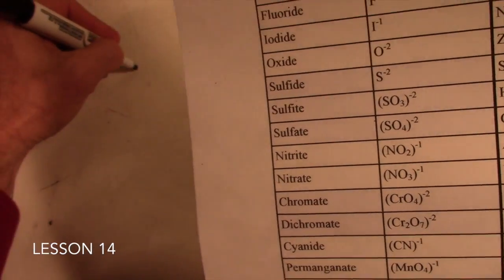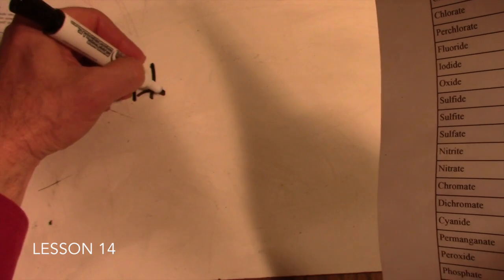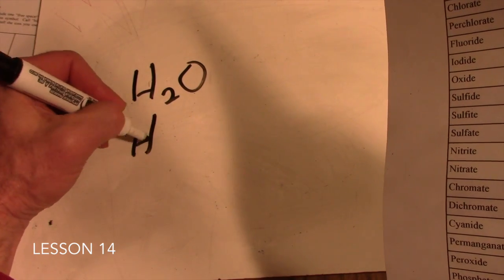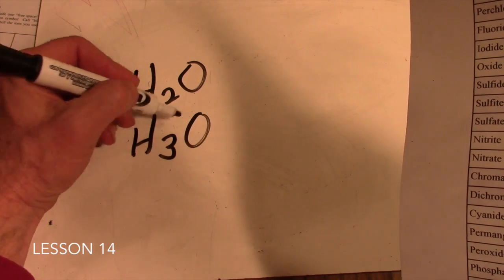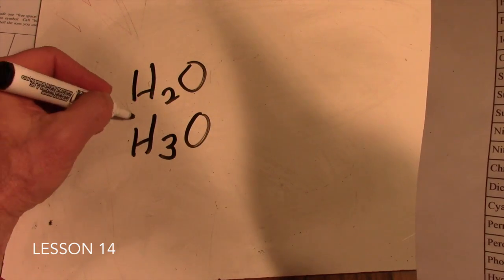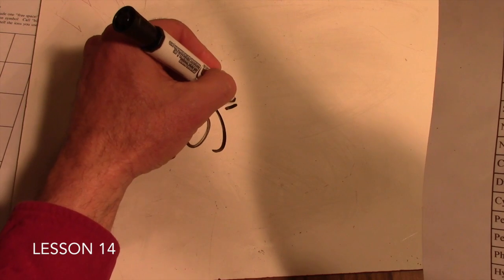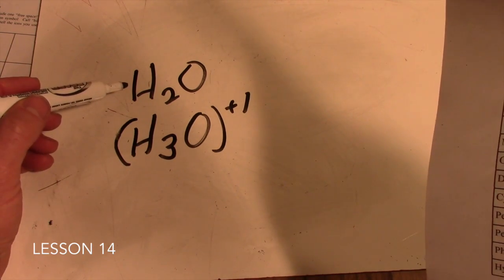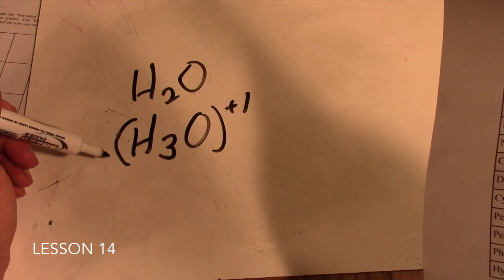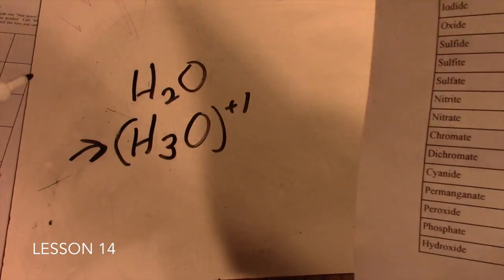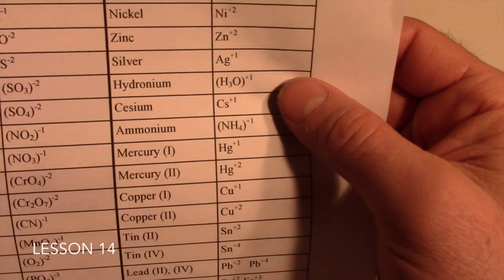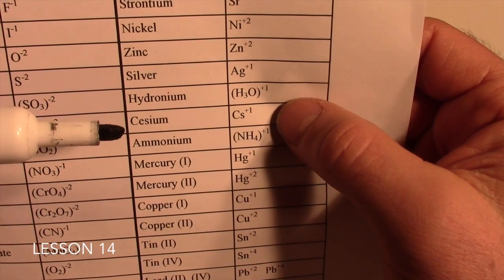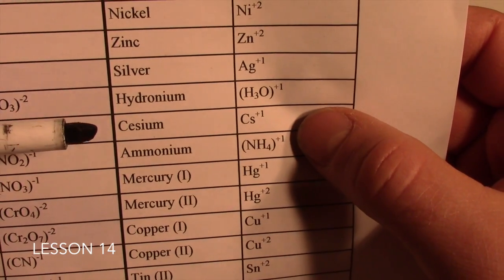Water, you know, is just H2O, and it's a stable compound. Hydronium is H3O. It's got an extra hydrogen in here. It's glorified. So it's going to take on that extra plus 1 charge there. So this is just water. This is hydronium, glorified water. Okay, so there's your hydronium. Now cesium is a member of the sodium family, so that's an easy one there.